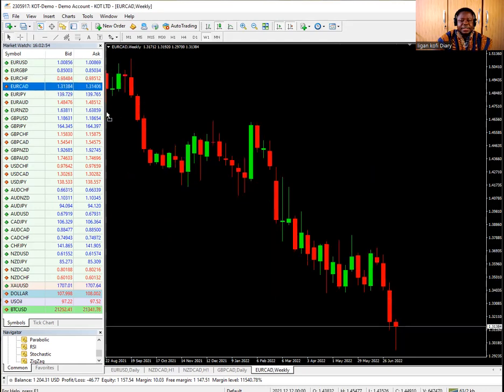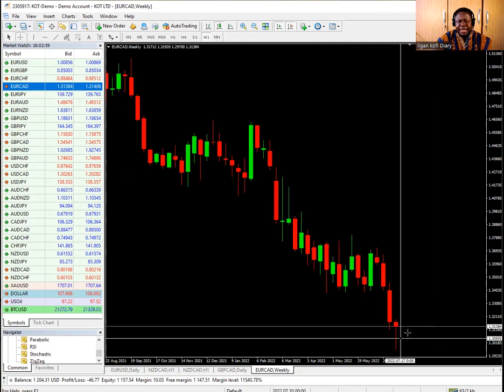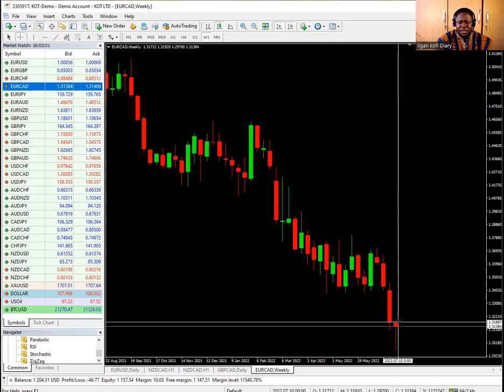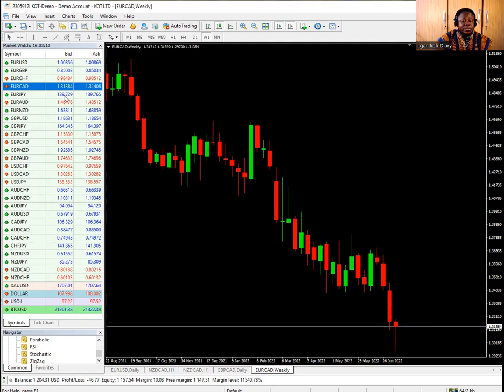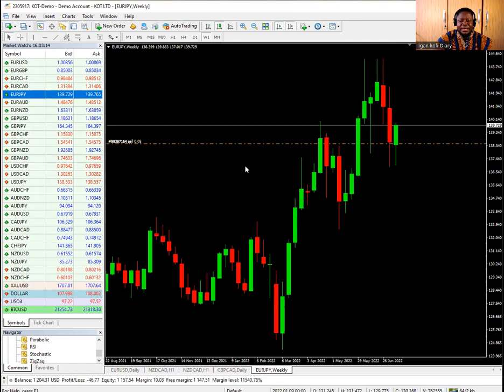Let's see Euro Card. This is Euro Card. Also ended bearish, but with a retracement. But let's see. It went down about 200 pips and only went against us 29, 30 pips. So this would have also been a win. Let's look at Euro JPY.